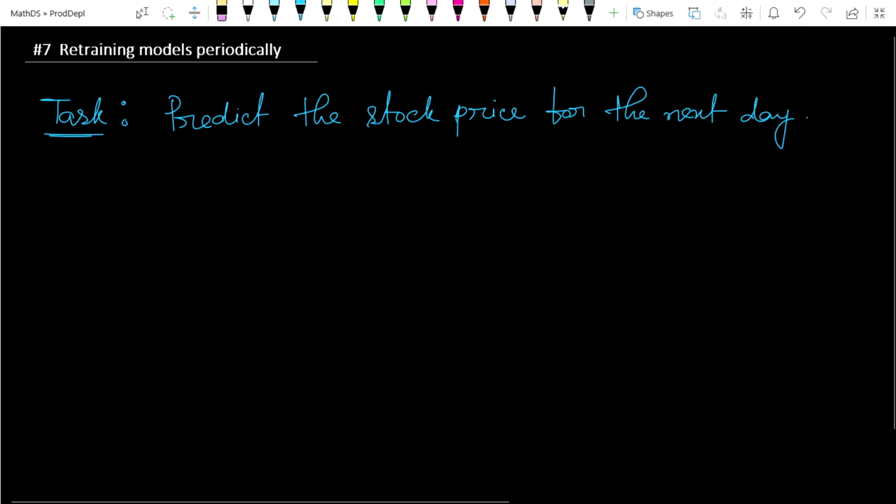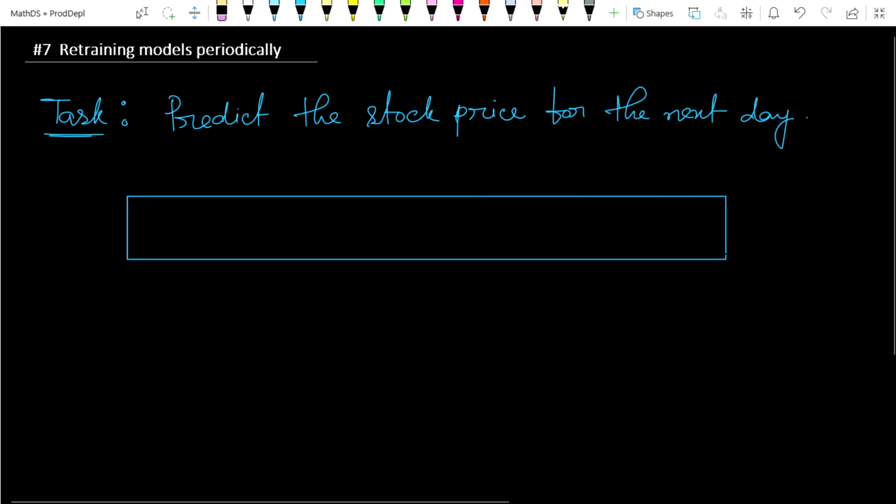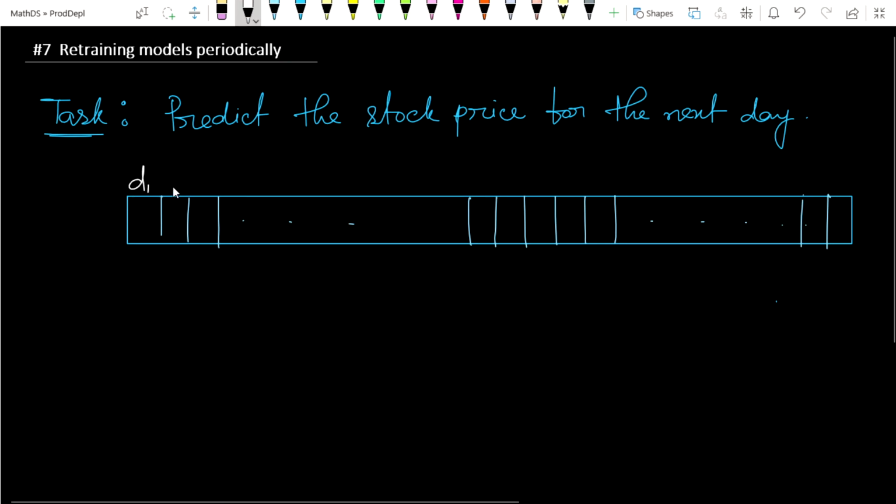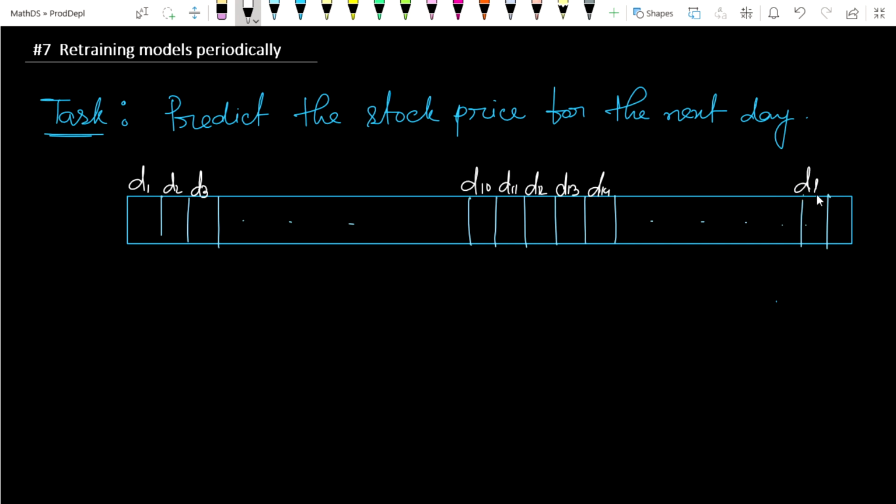Let's try to understand this through a simple example. Suppose these are the data sets that we have. This is the data for day 1, day 2, day 3, like that. Then day 10, day 11, day 12, day 13, day 14, and then day t plus 1, like that. These are the data sets that we have.